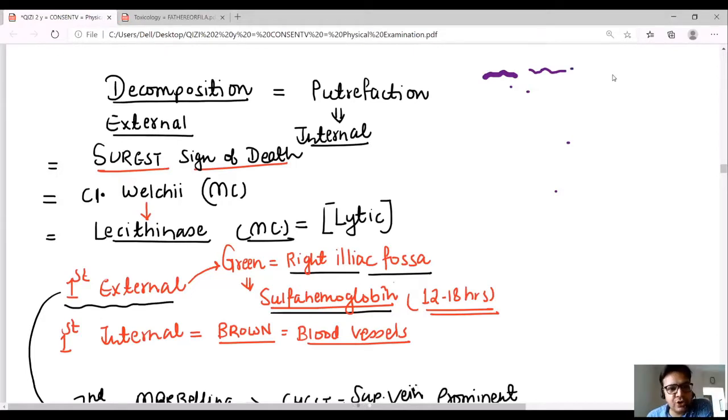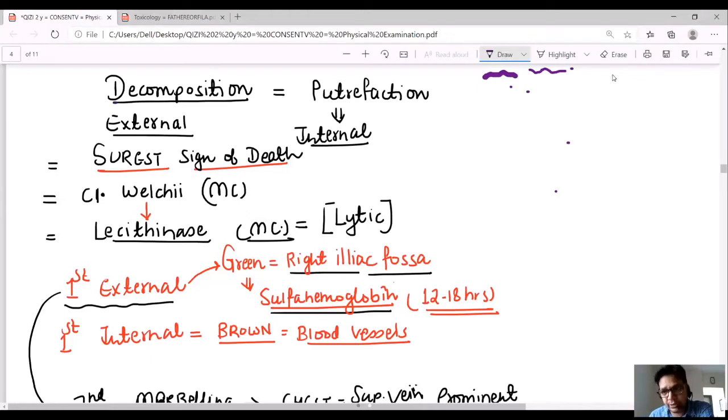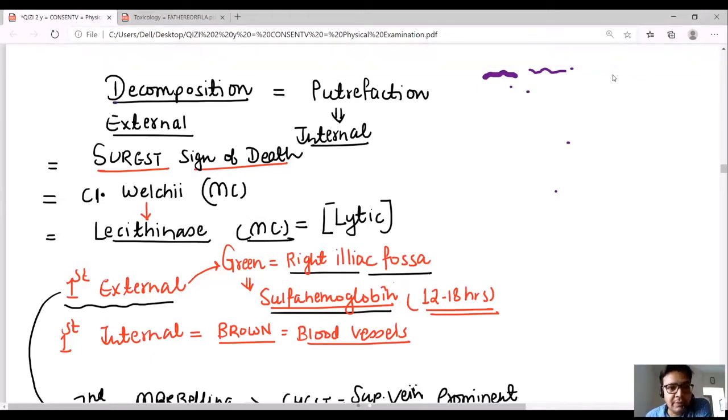So now the next topic is decomposition. Please don't write down the notes, just revise with me. Decomposition. The word decomposition is used for external changes. If you are getting external changes, that is known as decomposition. And the word putrefaction is used for internal decomposition. So there are two words: decomposition for external and putrefaction for internal.